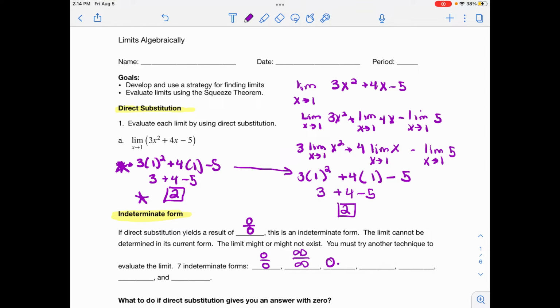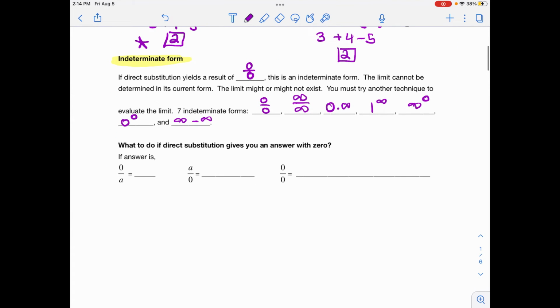Or you have 0 times an infinity, or 1 to the infinity power, or infinity raised to the 0 power, or 0 raised to the 0 power, or infinity minus infinity. All of those are considered indeterminate forms, and you would have to evaluate these using new techniques.